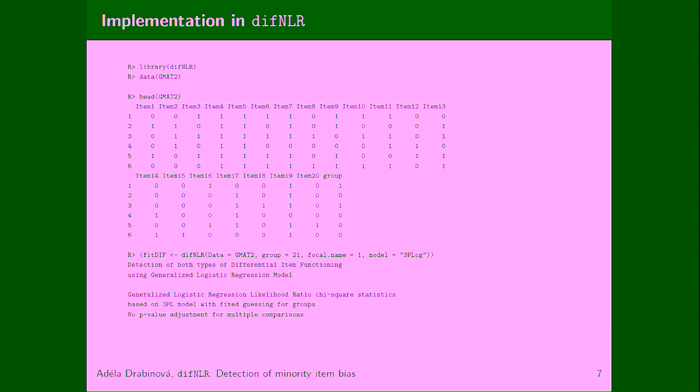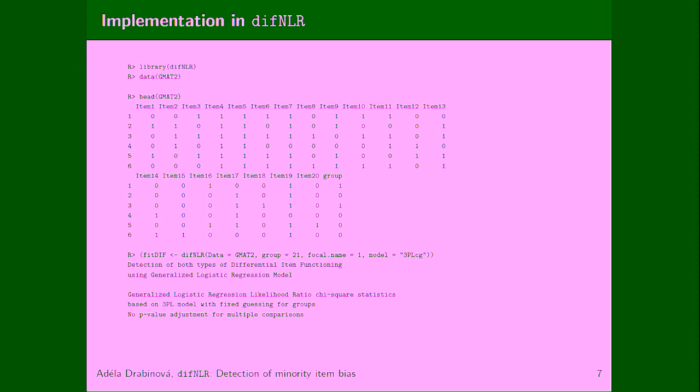Well, there's an implementation in the difNLR package. I use for it the dataset GMAT2. It's a scored test with 20 items and one group vector. Correct answers are marked as 1s and incorrect with 0s. And the group membership vector means that 1 is the focal group and 0 is the reference group.